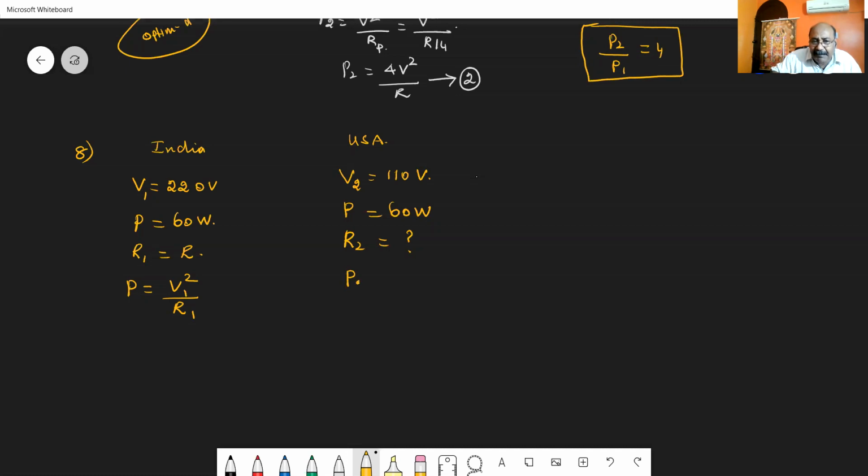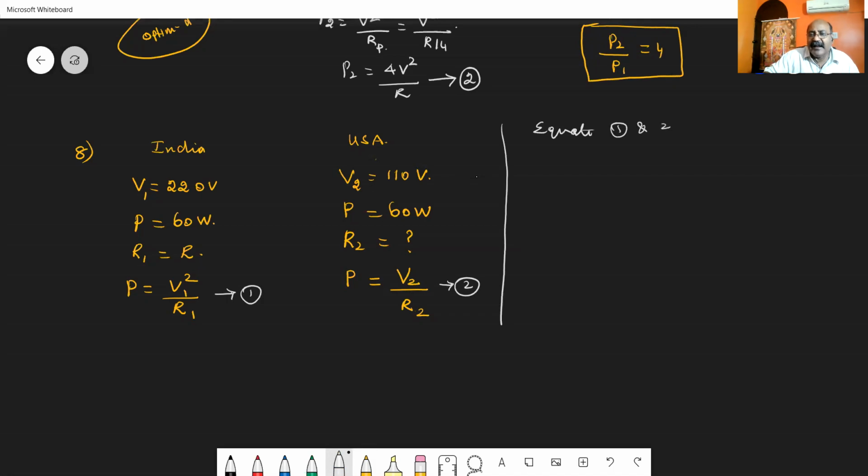Similarly, when I am writing P2, it is the same power, isn't it? So I am taking P is equal to V square by R. Here in case of USA, the potential, let us consider it as V2, resistance R2. R2 is asked. So very simple. You just equate both of these equations. Take this equation as 1 and this as equation number 2. Equate both the equations because both the left hand sides are equal. I can get V1 square divided by R1 is equal to V2 square divided by R2.